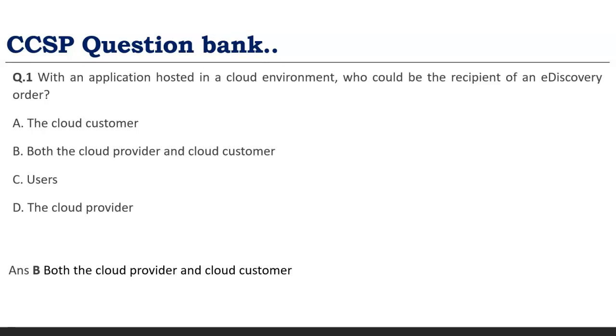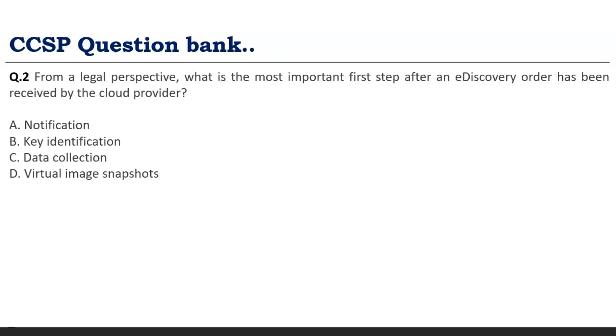On the same line, the next question: from a legal perspective, what is the most important first step after a discovery order has been received by the cloud provider? So let's say the e-discovery notice has reached the cloud provider, not the customer. What is a very important first step? Is it key identification, data collection, virtual image snapshotting, or notification?